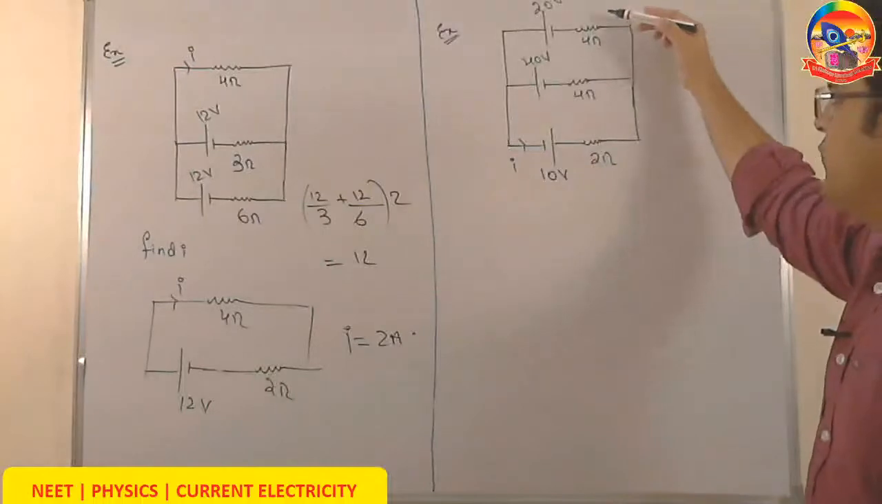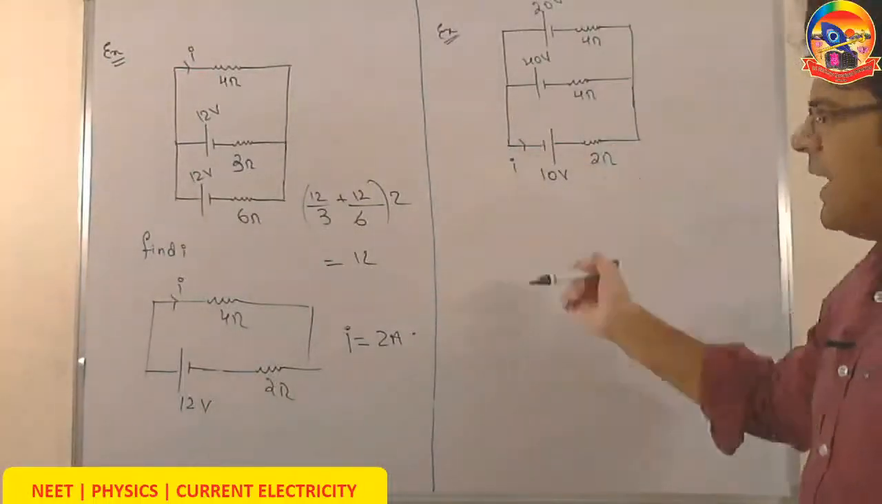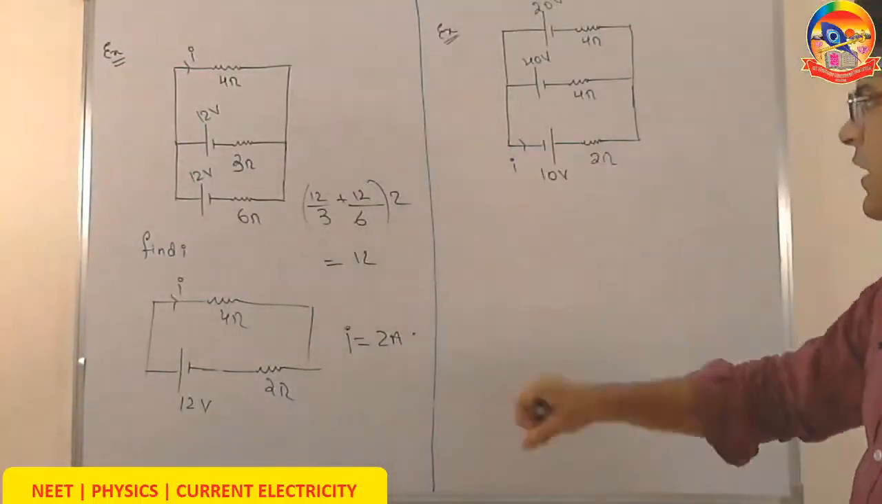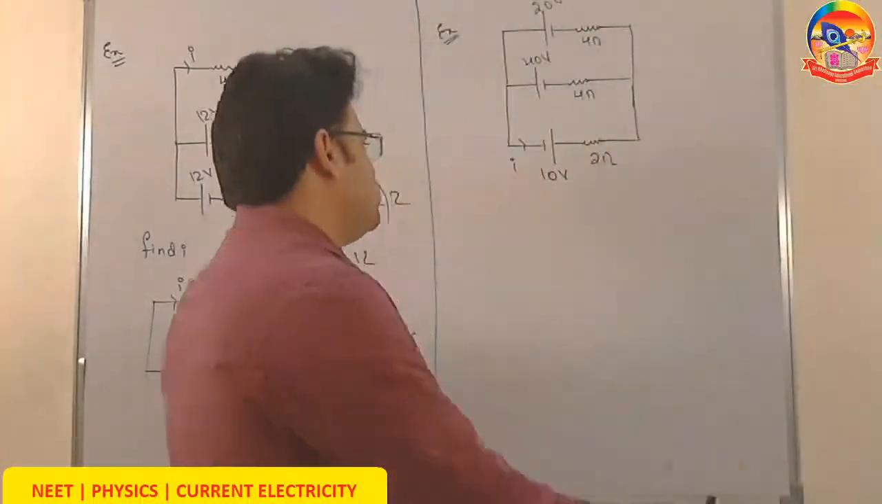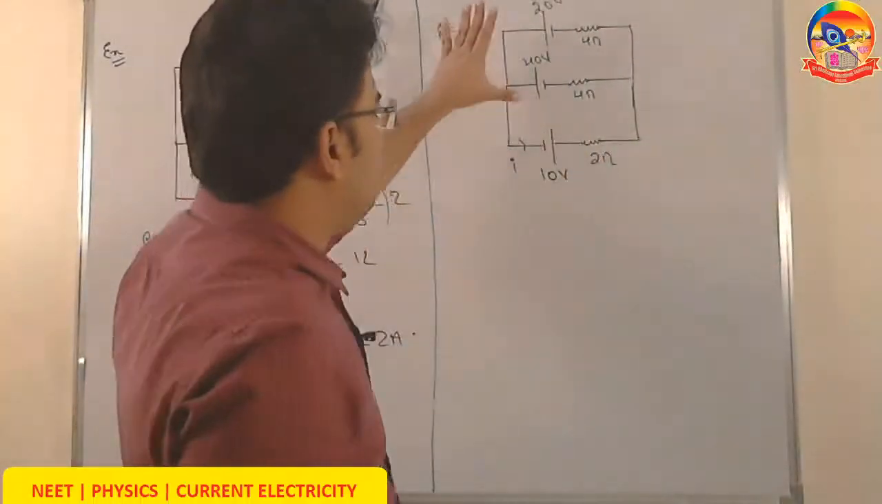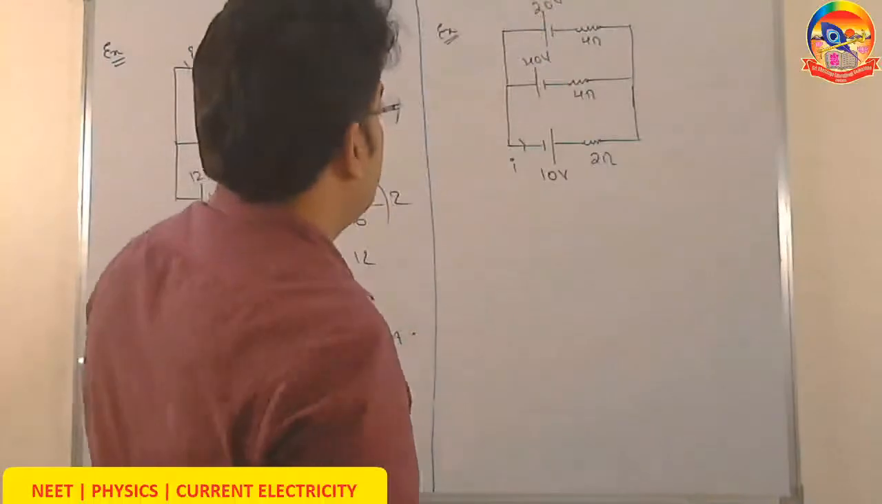There are 3 lines, first line, second line, third line. All 3 lines have got batteries. They are asking what is the current in the third line. If I wish to find current in the third line, I will try to combine the first and second line. How to combine them?